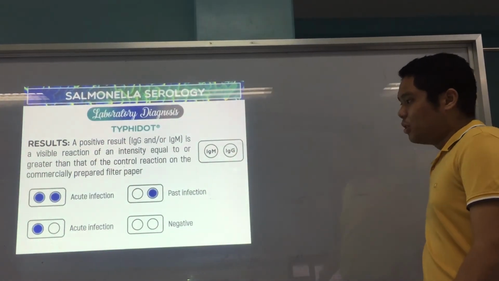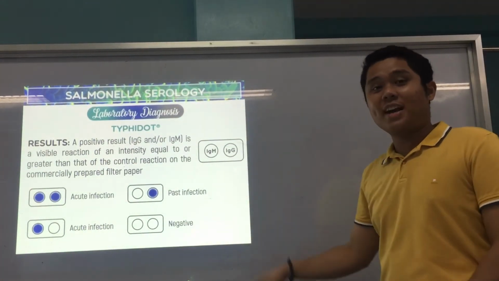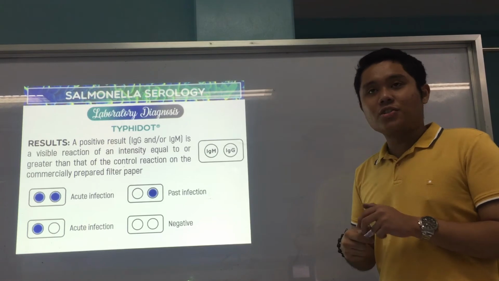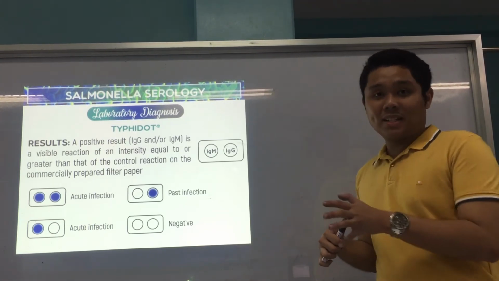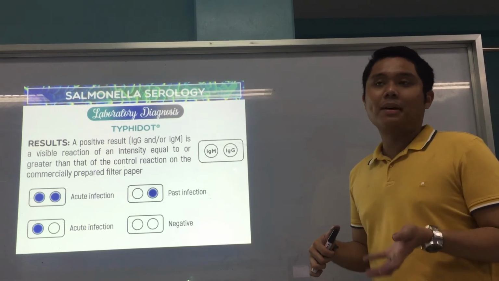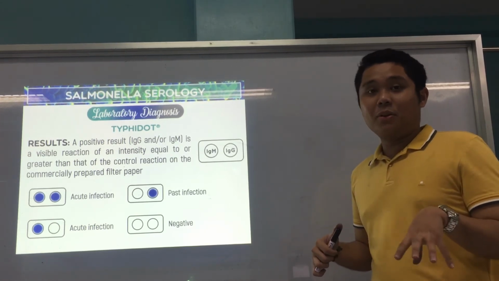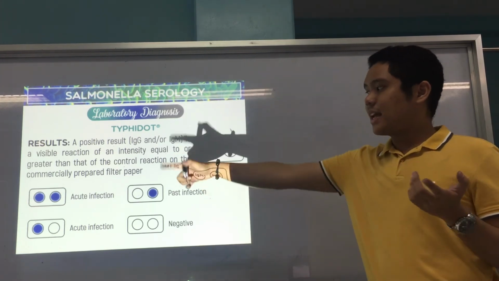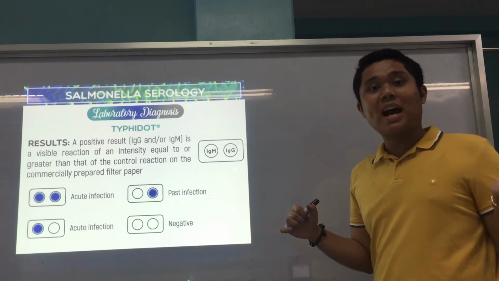When both are blue, that's acute, even if IgG is also positive. Because again, in acute infections, primary immune response, di ba? The IgG will also be positive. IgG is also there, but it only increases late. But it's there in the immune response, alright? And in this case, since both are positive and both have color, then that indicates acute infection, because IgM is also present.